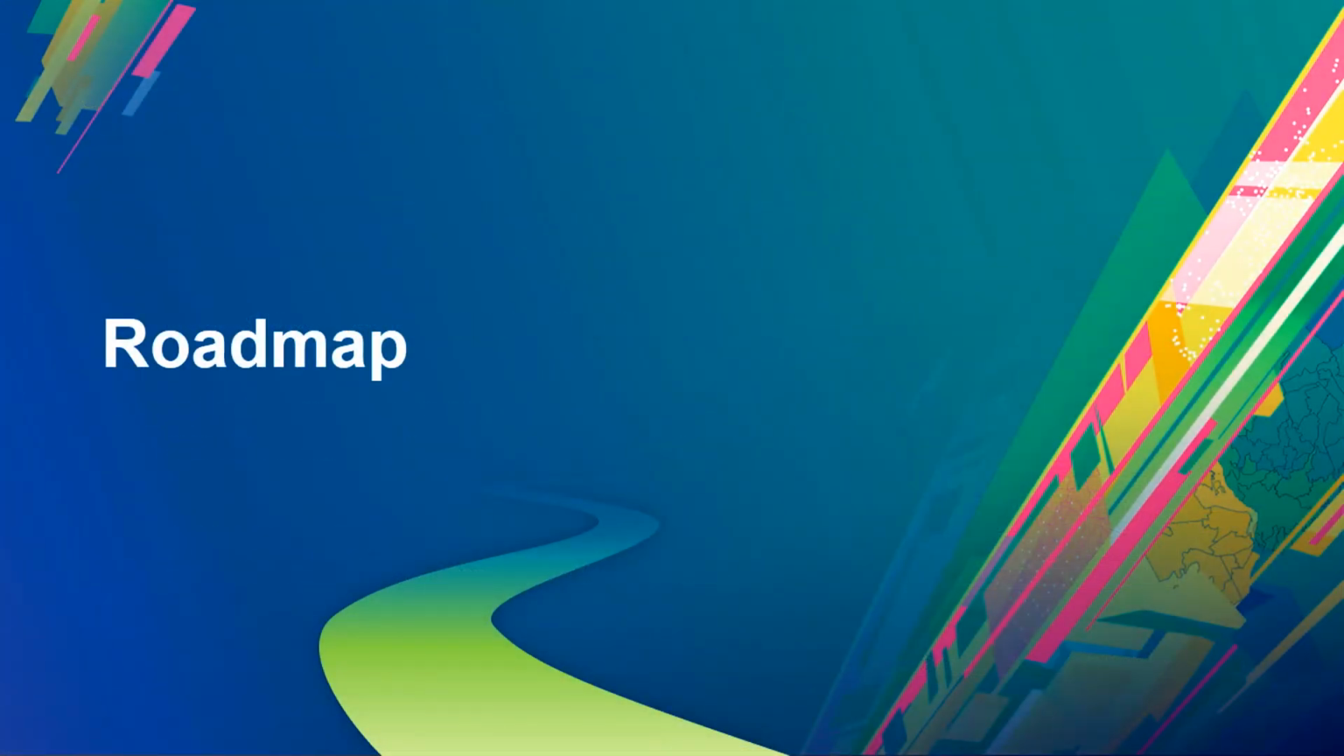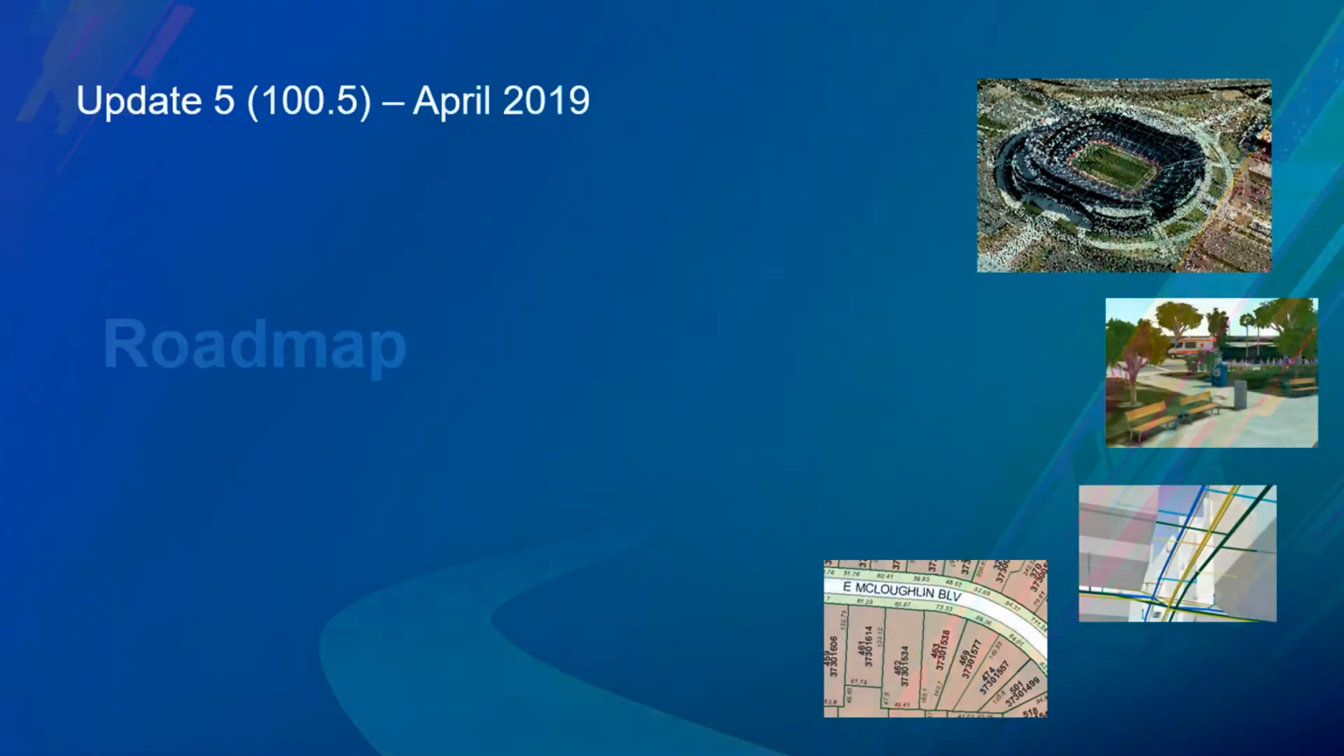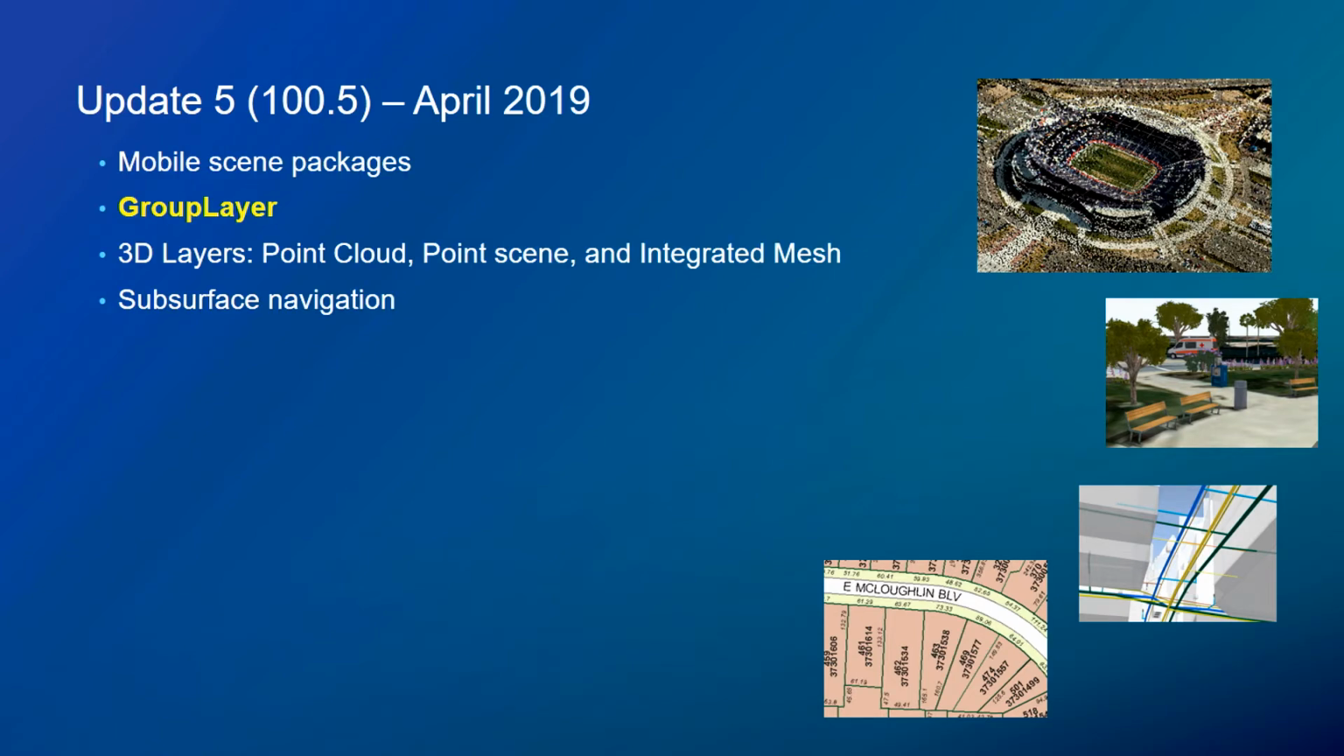And then let's take a look at the roadmap for the upcoming release. There's some really exciting new features coming out in just about 4 or 5 weeks, and I wanted to run through these because I think there's some key things that if you're looking at engine to runtime migration, you'll be interested in. So one of the things we're adding is support for mobile scene packages, but I think for people who have been looking at the runtime API, migrating from engine, group layer was one of the key things that people have been looking for. But also a number of additional 3D layers and subsurface navigation as well.